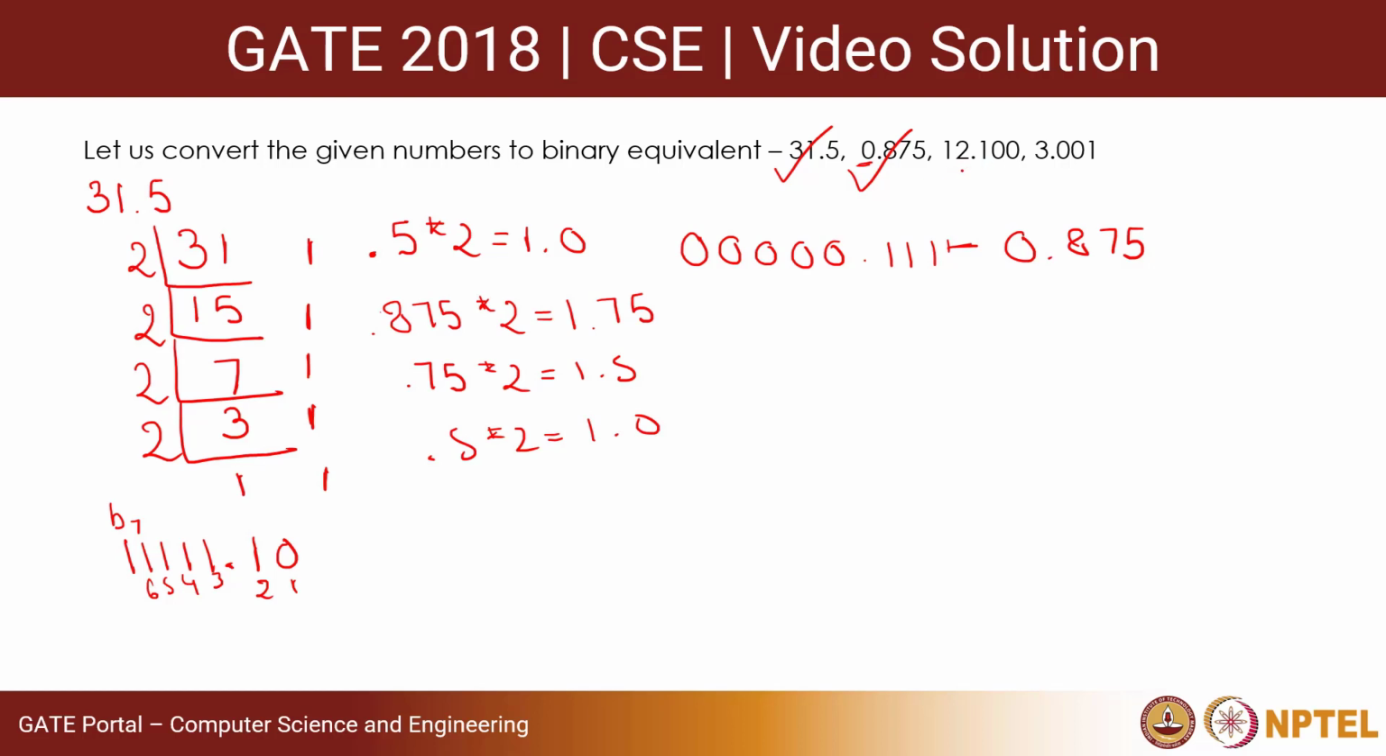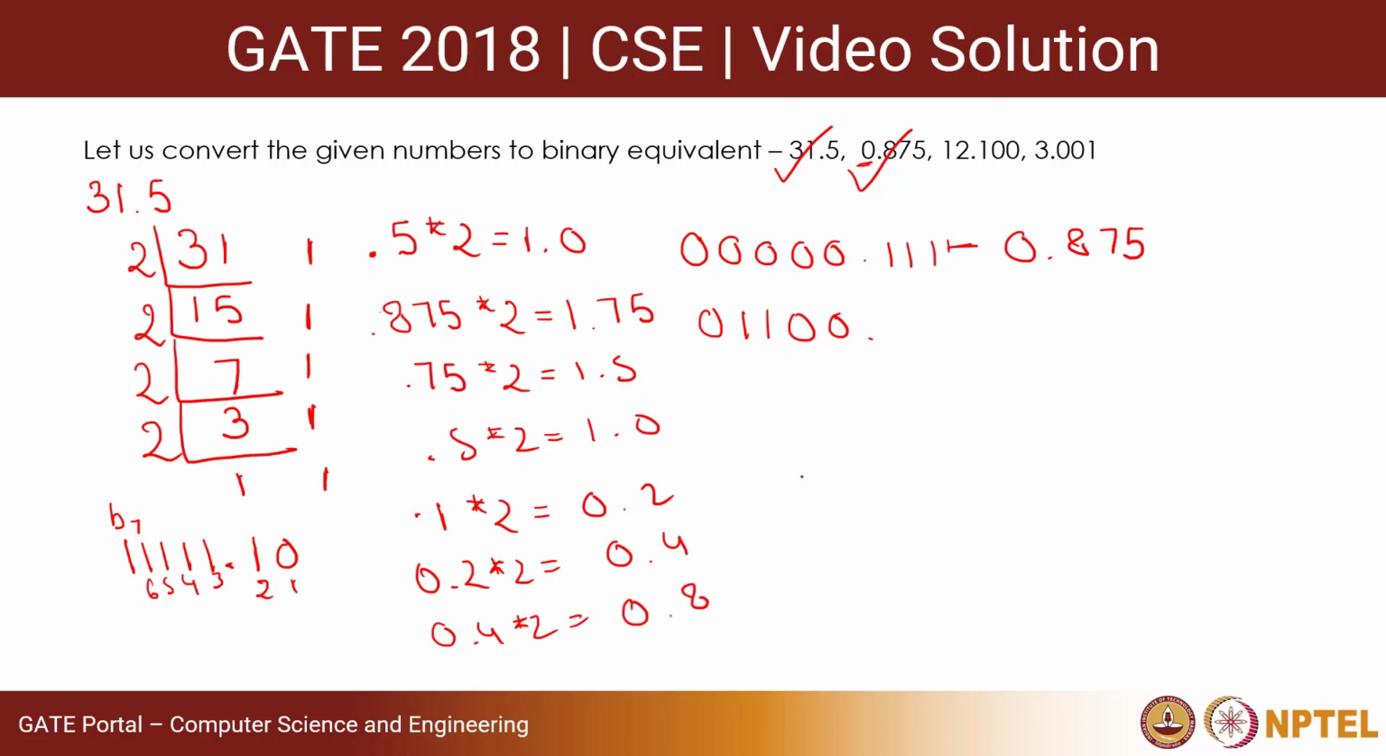Now let us look at 12. You can do the math on your own. I will tell you the answer for 12, which is 0, 1, 1, 0, 0 is the binary for 12. Let us convert that number, that is 0.1, to binary. So 0.1 into 2 is 0.2. 0.2 into 2 is 0.4. 0.4 into 2 is 0.8. 0.8 into 2 is 1.6, and so we can go on.